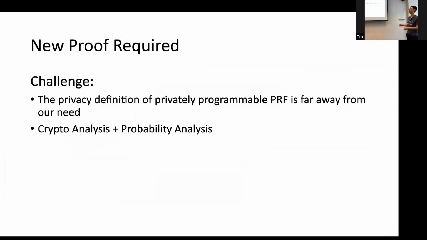It turns out that although the algorithm design doesn't look very complicated, we still need a new proof. The challenge is that the private definition of our building block, the privately programmable PRF, is far away from what we need. We need to build multiple intermediate key lemmas to get to a form that we can easily use in our privacy proof.